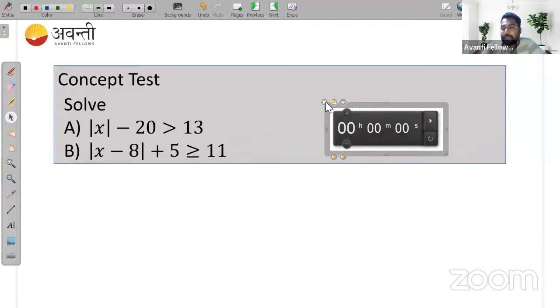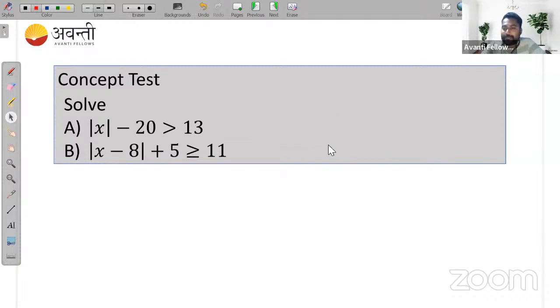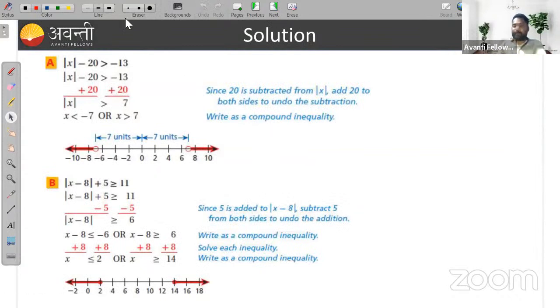Anyone got the answer? Okay, no need to worry, I'll solve it. The first question is: mod of x minus 20 is greater than 30. Let's see what the solution is.